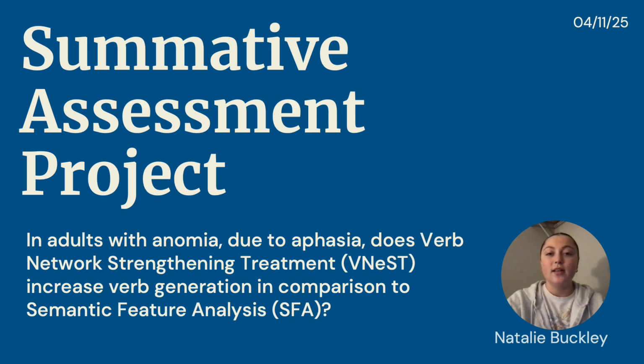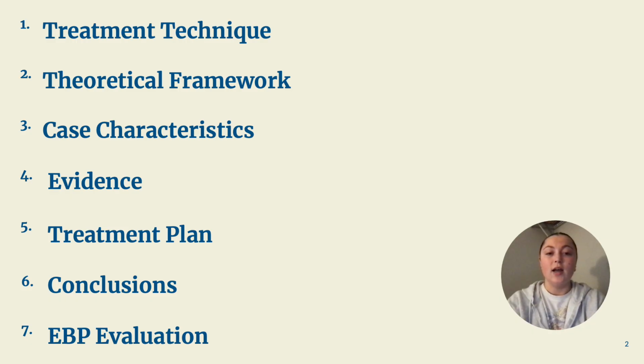Hi, I'm Natalie Buckley, and my PICO question for the summative assessment project is: in adults with anomia due to aphasia, does verb network strengthening treatment, also known as VNeST, increase verb generation in comparison to semantic feature analysis, also known as SFA?